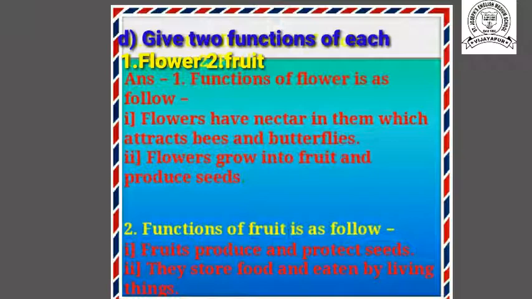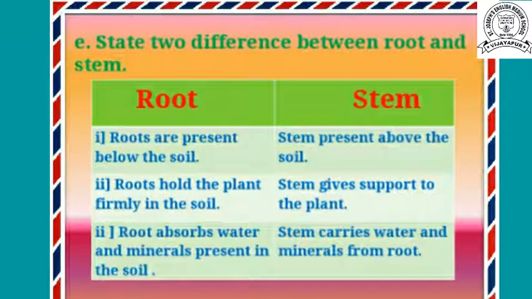Now I read the next question, the last question. Now the fifth question: state two differences between root and stem. When you write the answer, you make two columns in your science class, children, and then you write the difference. So you make two columns. In the first column you write root, and in the second column you write stem.